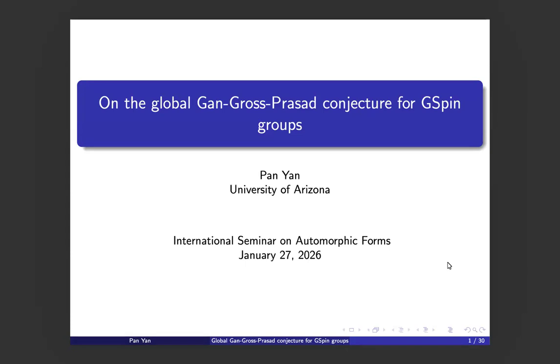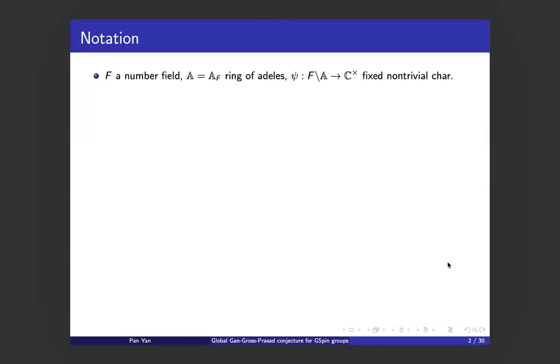So let me start with some notations. We take F to be a number field, A is the ring of adeles, and we fix a non-trivial additive character psi on A, which is trivial on F.